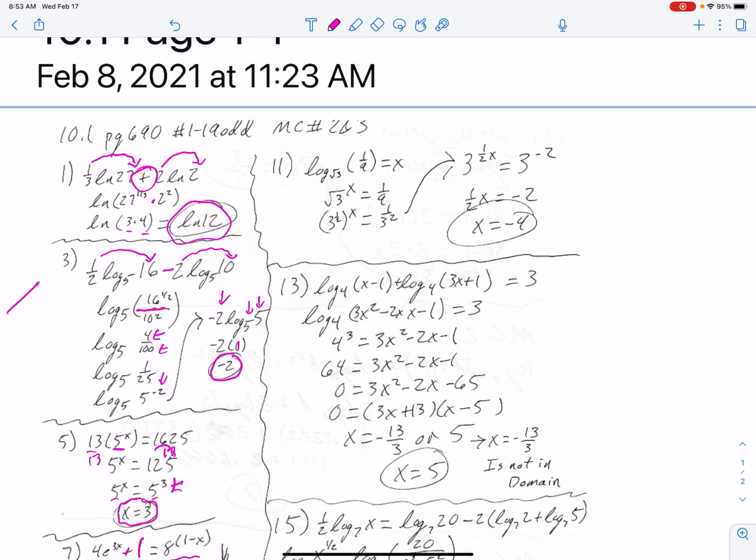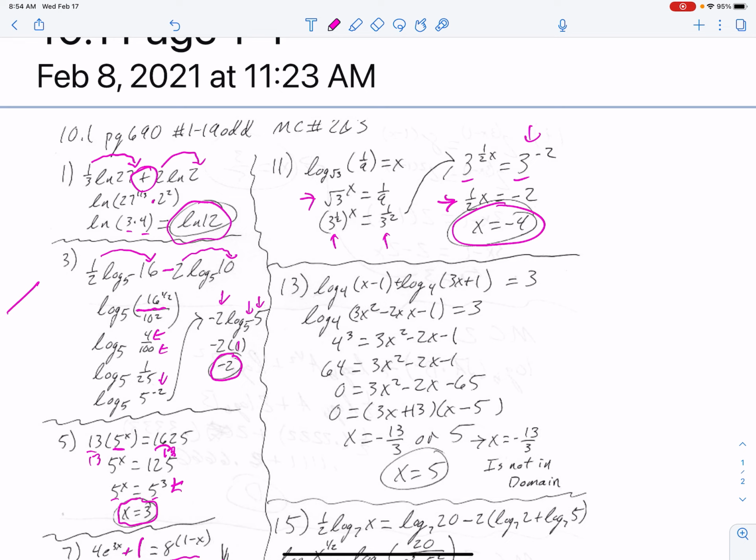Number 11, I'm going to rewrite using my conversion, so I end up with √3 to the x equals 1/9. √3 I know is 3 to the 1/2. 1/9 can be 1/3 squared, or in other words, 3 to the negative second. And now since the bases are the same, I can set the exponents equal and solve.